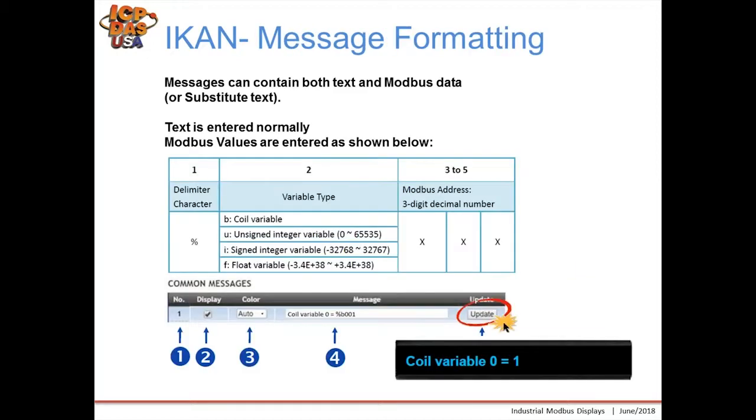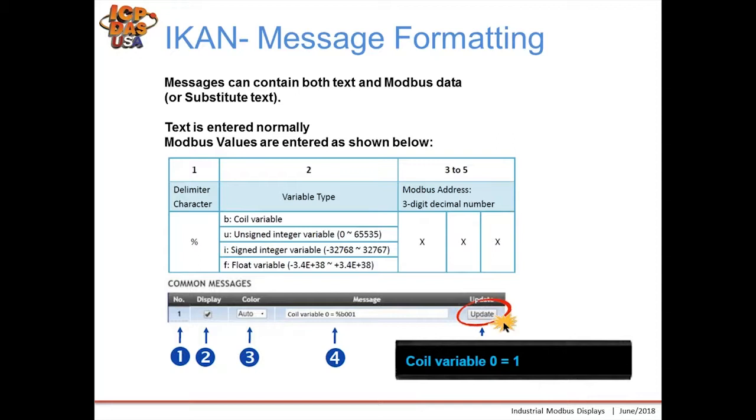Here's an example of the IKAN message formatting. Messages can contain both text and Modbus data, or the substitute text for a coil variable. This is like a screenshot showing the common message format. So you type in "coil variable 0" just in plain text, and then an equal sign.